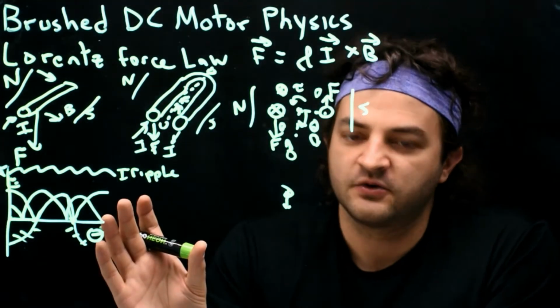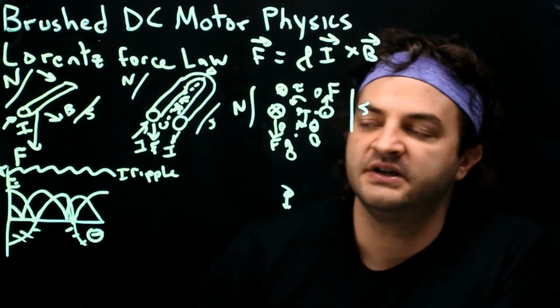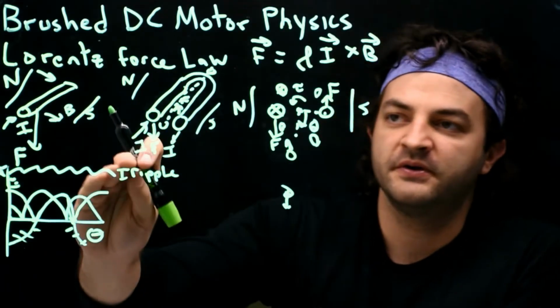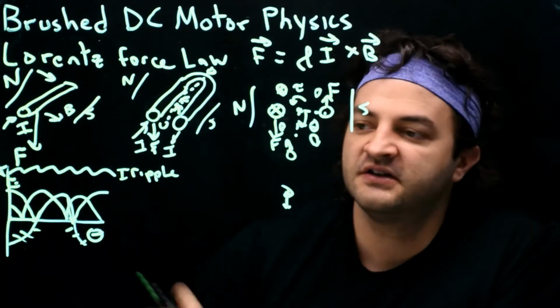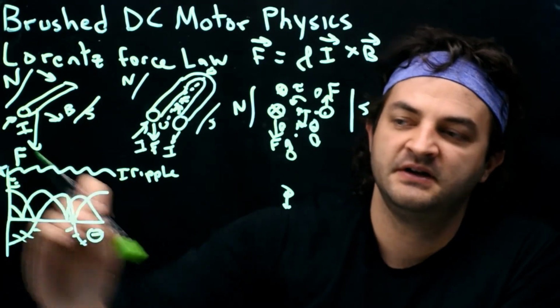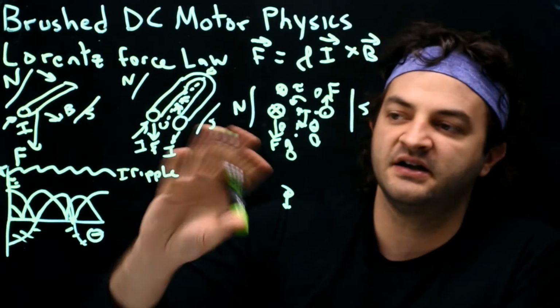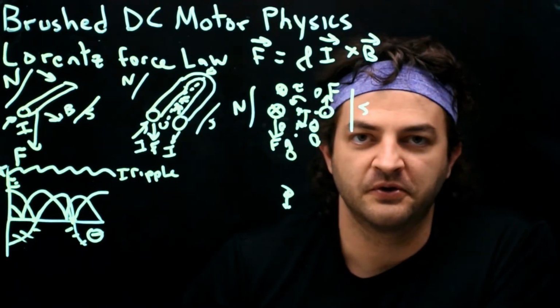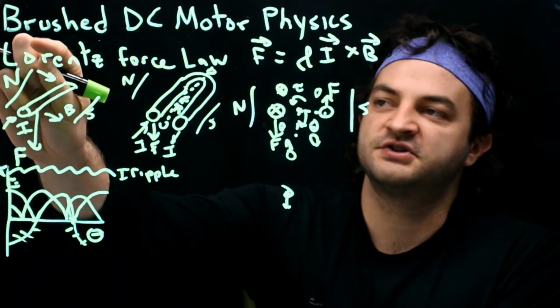So the question becomes, how do we control the current that goes through these coils so that we only get positive amounts of torque? Because we know we need to be able to flip the direction of the current depending on the angle of the rotor. That's where the brushes come in.